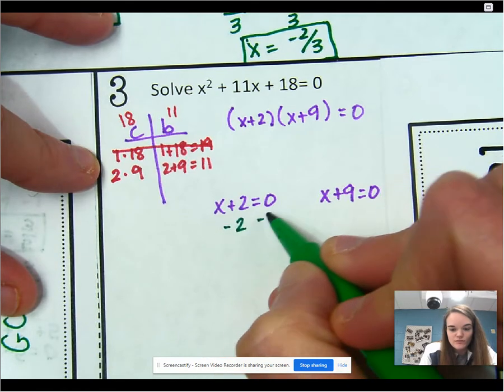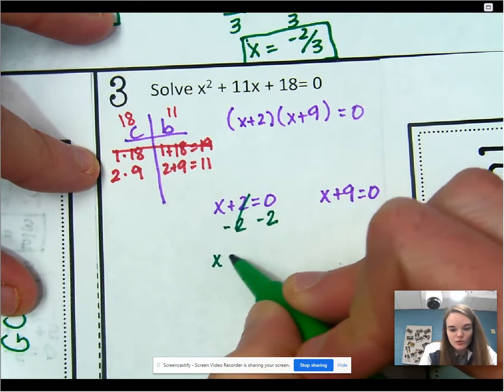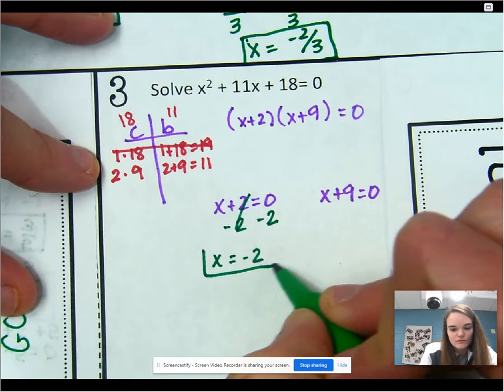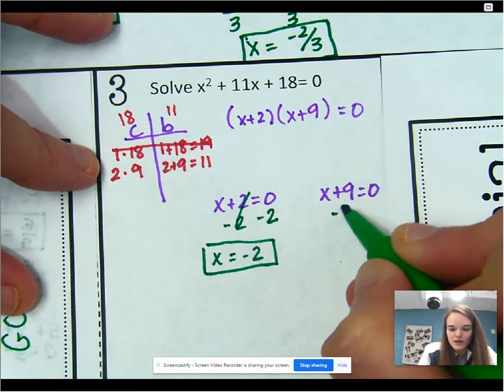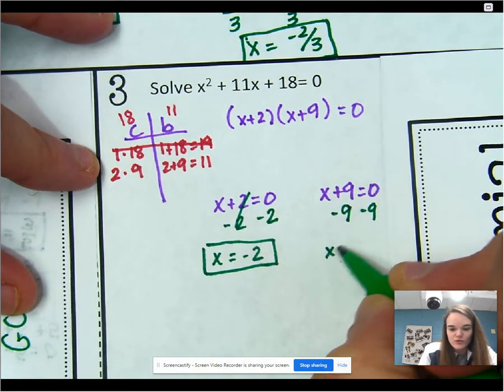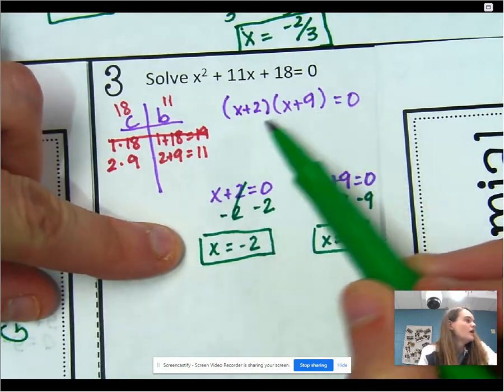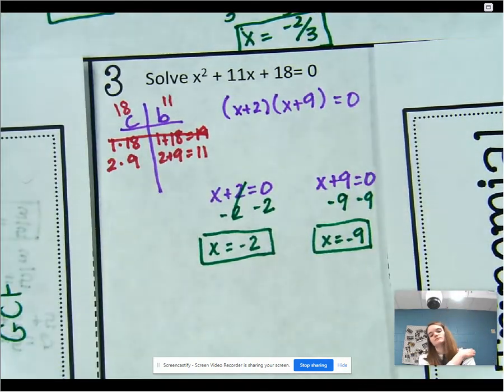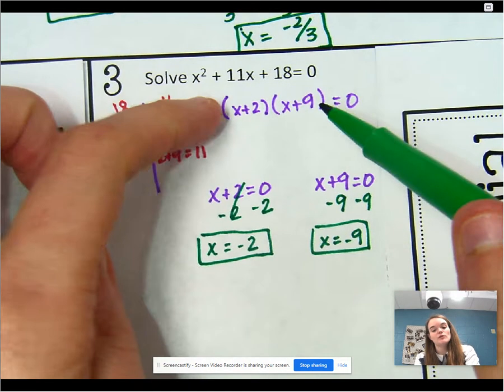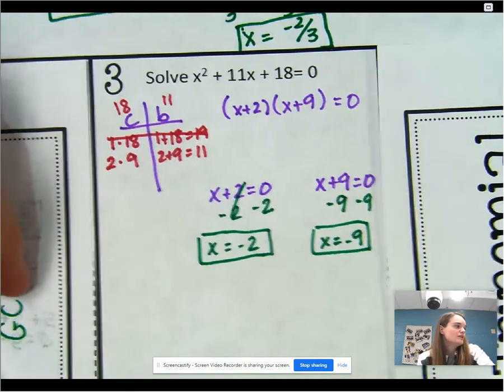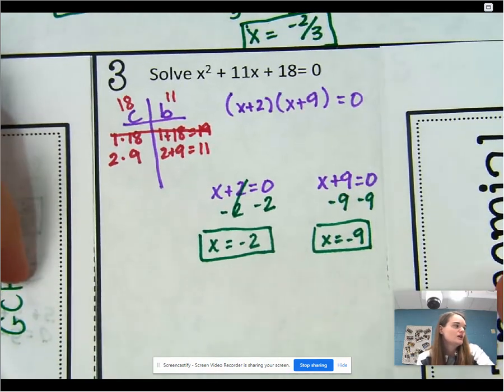Subtract 2. x equals negative 2. Subtract 9. x equals negative 9. These are the opposites. Yes, sometimes some of you will be able to go from here to here without solving. That's fine. These are your answers, though. They're the opposites.